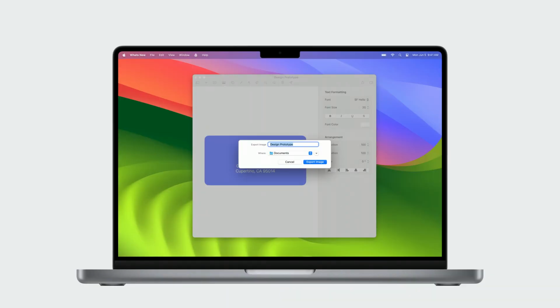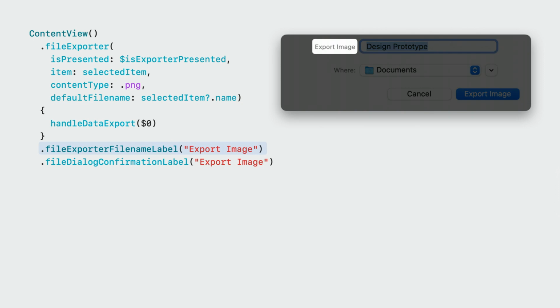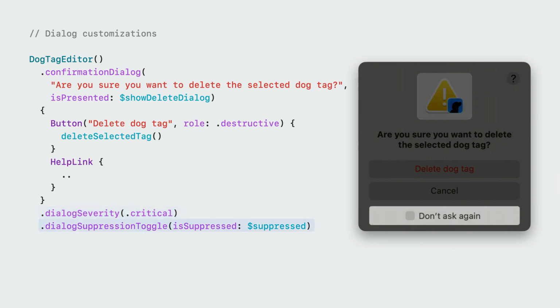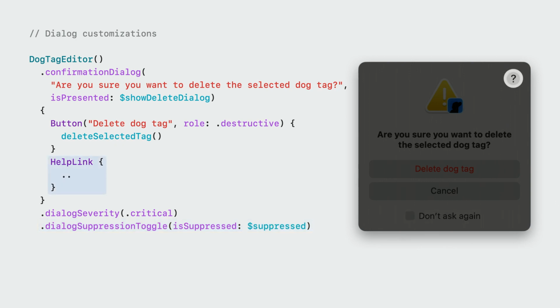Dialogues have been given several new customization APIs in iOS 17 and macOS Sonoma. I'm using some of the new modifiers to give my image export dialogue some useful information, like adjusting the confirmation button's label. An increased severity helps draw attention to important confirmation dialogues, and including a suppression toggle indicates a preference that the dialogue should not present itself for subsequent interactions. Lastly, adding a help link can be a guide to further information about the purpose of the dialogue.